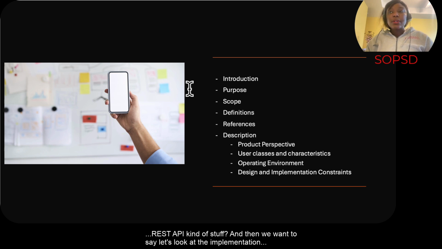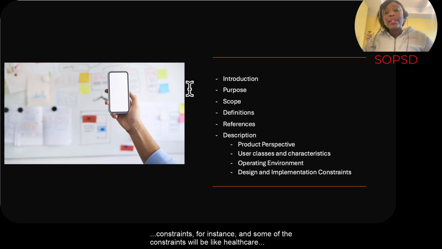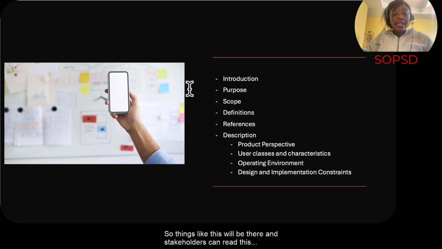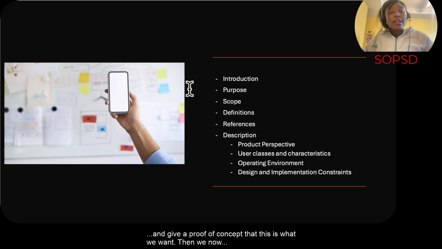And then you want to look at the implementation constraints, for instance. Some of the constraints would be the healthcare guidelines. Must it comply with any data privacy laws? And the alerts, how do you want them to work? Do you want them to work in real time, with or without internet access? You understand? So things like this will be there, and stakeholders can read this and give a proof of concept that yes, this is what we want.